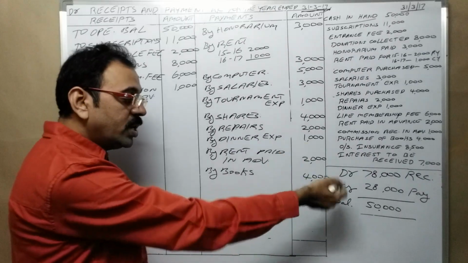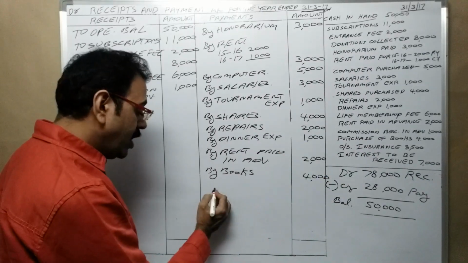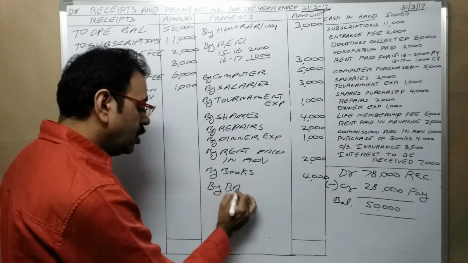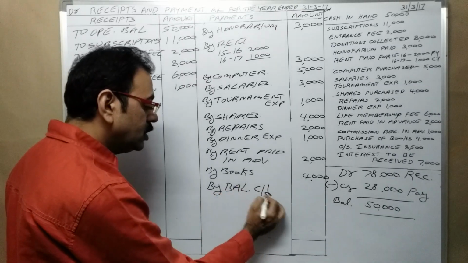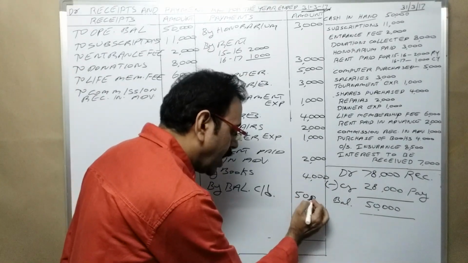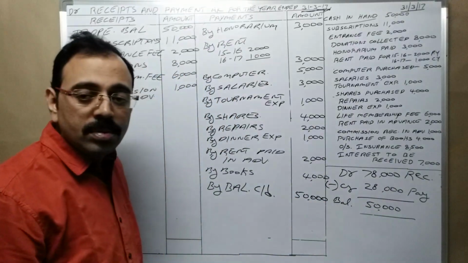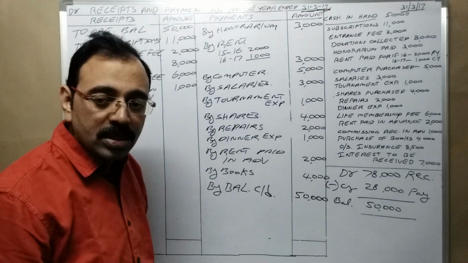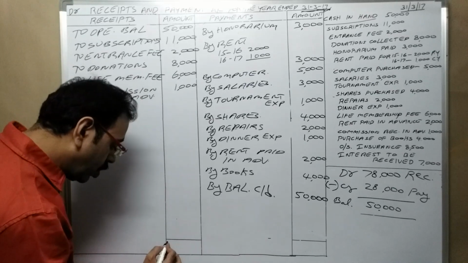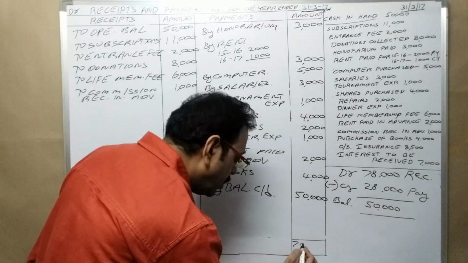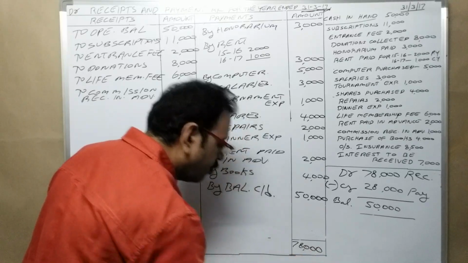Then on which side should we write this balancing figure? Which side total is less? Write down that balance on that side. So cash at bank and cash in hand at the year end is 50,000 rupees. Now the two side totals become 78,000 rupees.